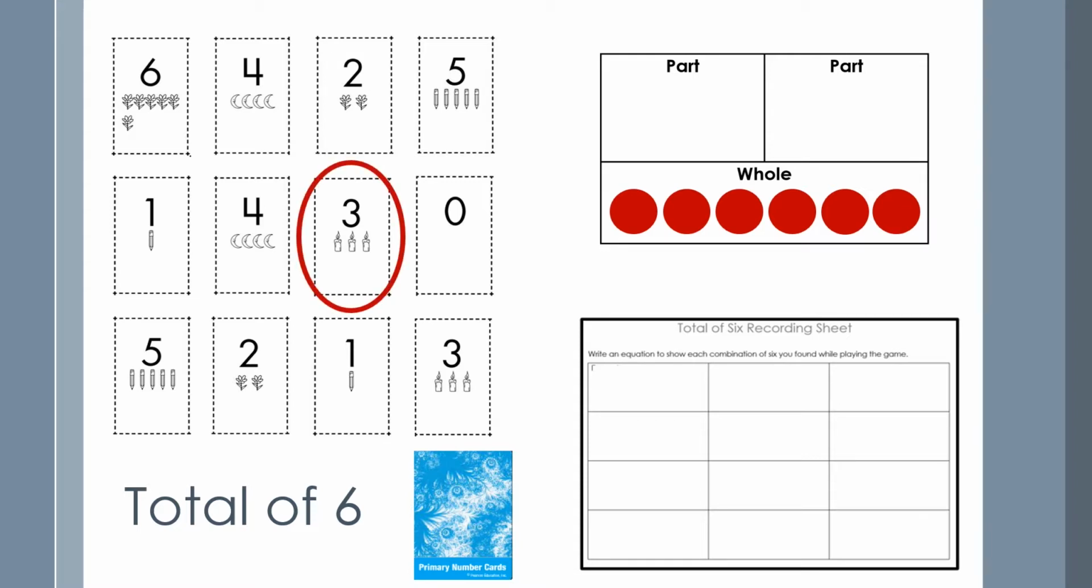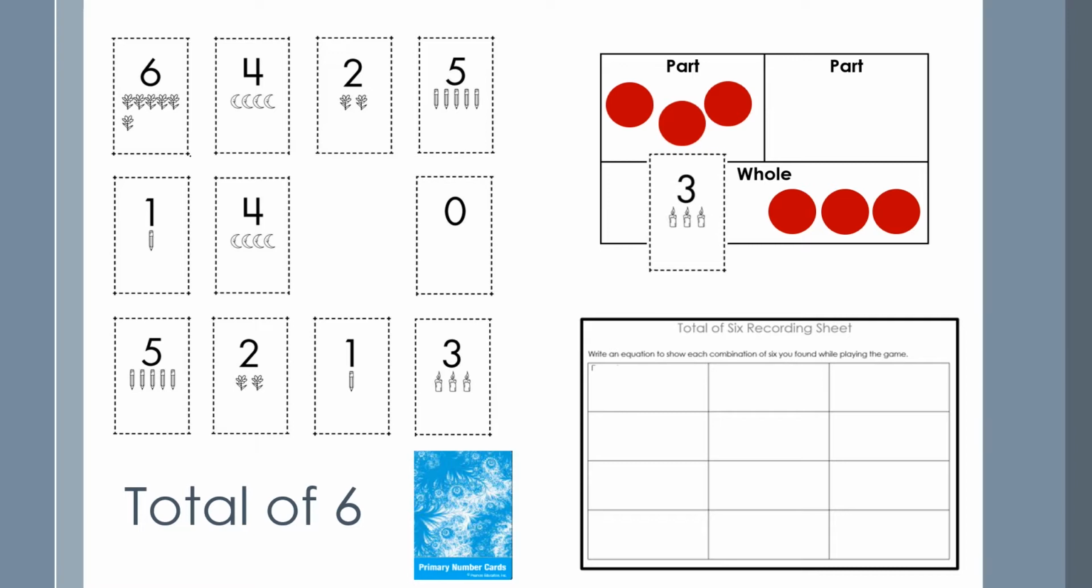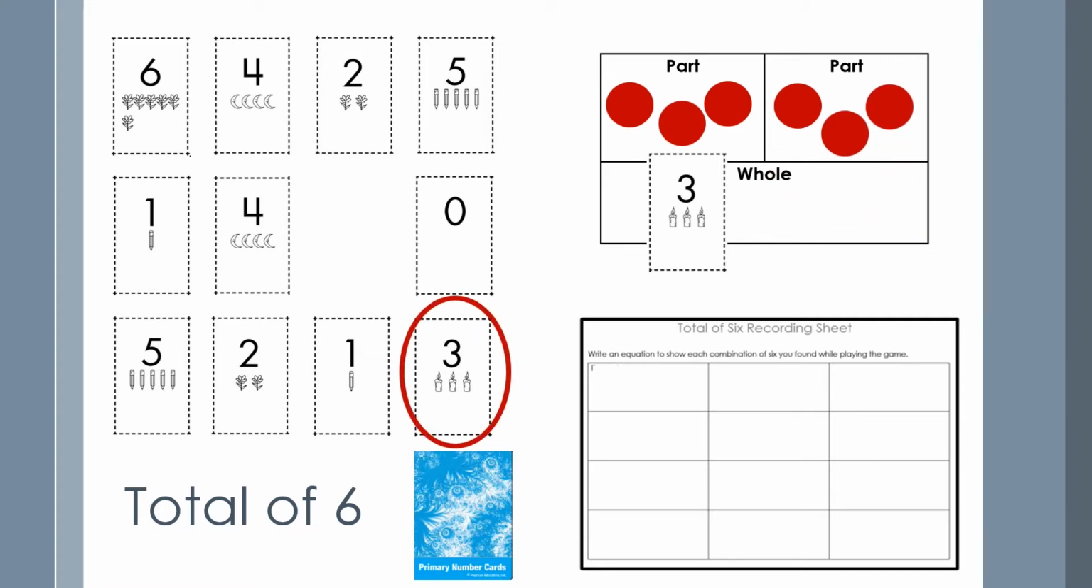I want to use the number 3 card, but I'm not sure what other number can be combined with 3 to make a total of 6. I can use my counters to help me find the other part. I will move 3 of my counters into the first part of my mat. They represent the 3 on my card. Now I can see that I will have 3 remaining counters for my other part. I will need another 3 card to make a total of 6.